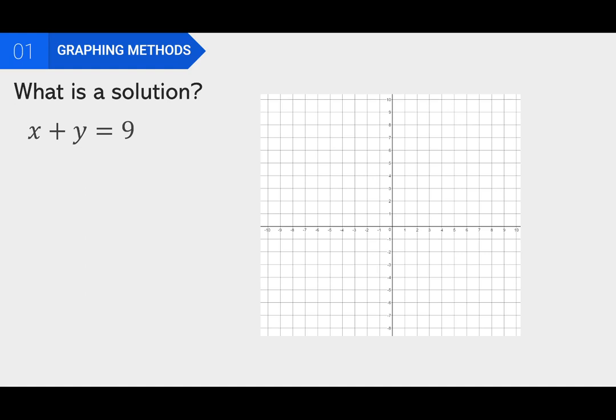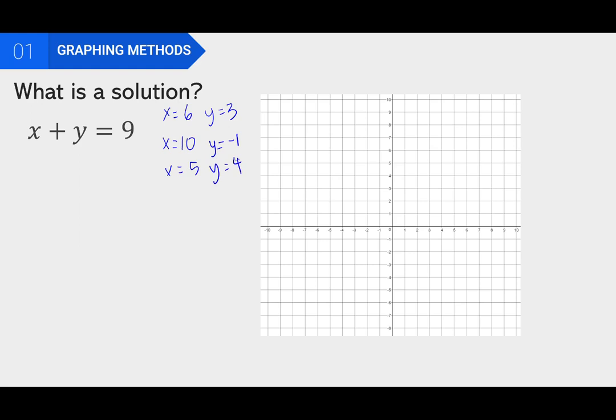For example, if we say x equals 6, the only option for y is that y has to equal 3, right? 6 plus 3 equals 9. But those aren't the only options. If x equals 10, y equals -1. If x equals 5, y equals 4. So there's lots of different possibilities.